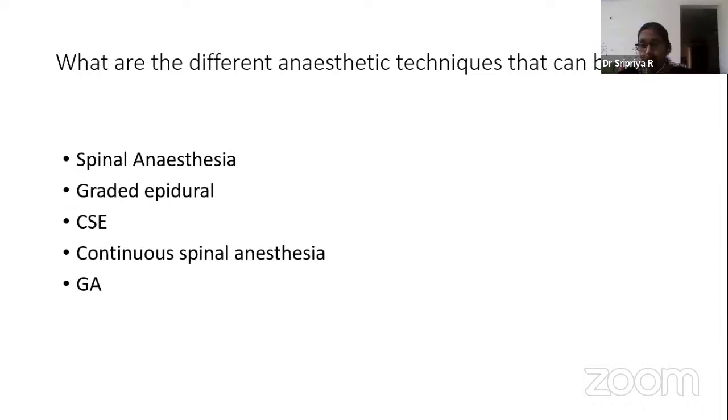So if we add clonidine, what is the disadvantage? Hypotension can occur. Yeah, hypotension can sometimes be severe, and especially in geriatric patients, it can cause excessive sedation also. Okay, what is the advantage of graded epidural? We can maintain hemodynamic stability, and we can give a segmental blockade. What are the segments you want to block?